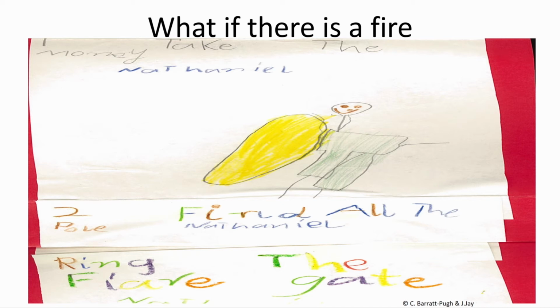Take the money. You can see, obviously, these things were not prompted. We asked the children to think about it and write what they thought. Find all the people, then ring the fire brigade. So he had quite a definite plan.